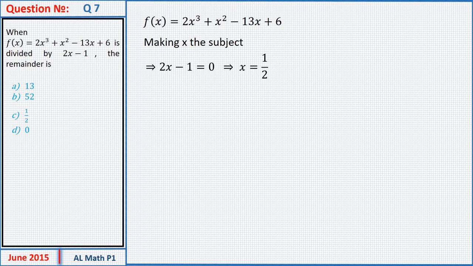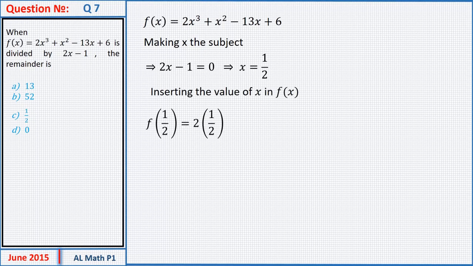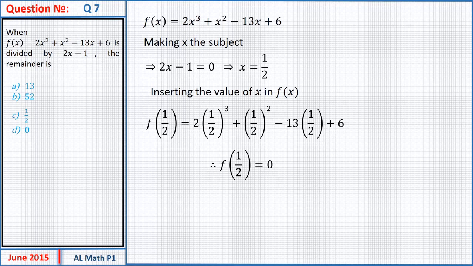So now if we put that half in f of x, it will give us the remainder when f of x is divided by 2x minus 1. So inserting the value of x in f of x, what do we have? We have f of a half to be equal to this. Simplifying, we have f of a half equal to 0. Comparing the answers, we have our answer to be option 8.